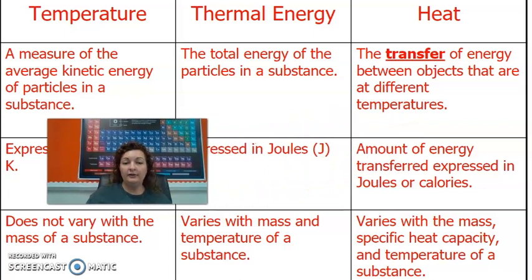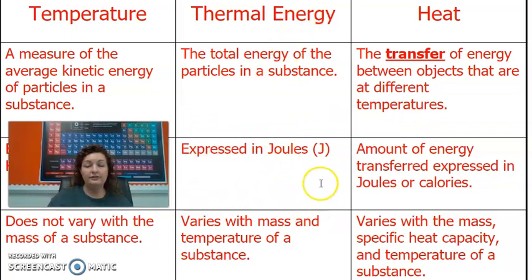If we move on over here to thermal energy, that is the total energy of the particles in a substance. So we're just talking energy now. That's it, okay? It is expressed in joules, like we did for our calculations, finding potential and kinetic energy. It varies with the mass and temperature of a substance, so it's definitely going to change based on those things.